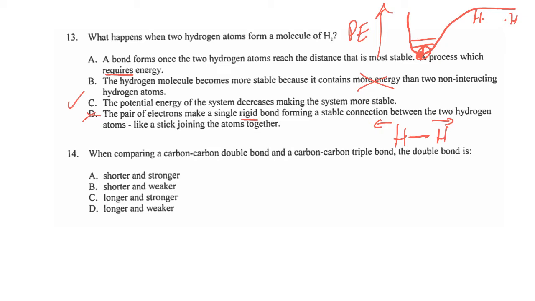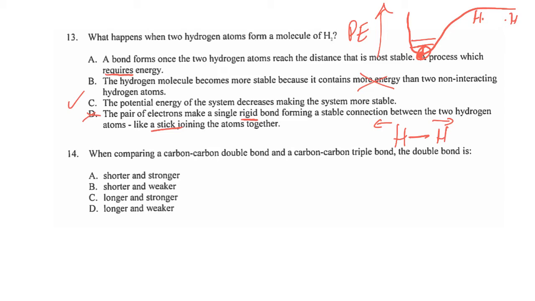Sounds pretty close to right, but it's just that one, the rigid bond, I don't quite know what to make of that statement. So a bond really isn't at all like a stick joining the atoms together. It's just the sharing of electrons among the atoms, making the molecule more stable than the separated atoms.